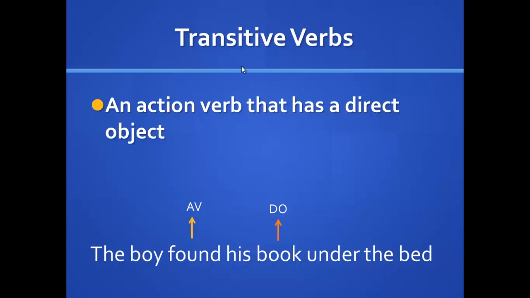So take a look at the sentence at the bottom of the screen. The boy found his book under the bed. Found is the action verb. Found what? Book. So that's the direct object. Because found has a direct object, it's a transitive verb.